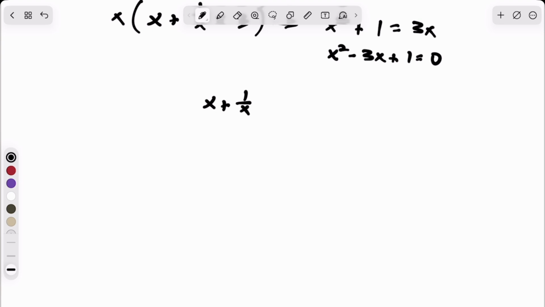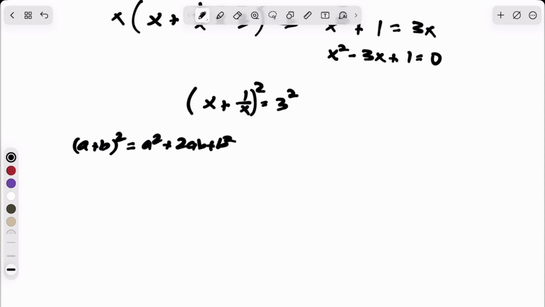x plus 1 over x. Think structurally. We want squares in the problem. This is equal to 3, right? So we can square both sides. And using that shortcut, that a plus b squared is a squared plus 2ab plus b squared, this becomes x squared plus 2 plus 1 over x squared equals 9.